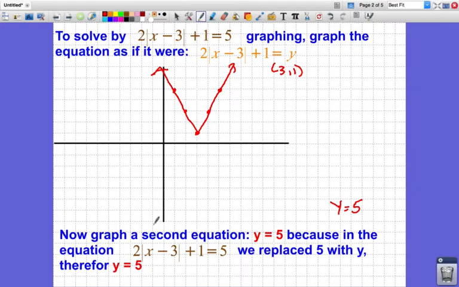So what I have is a system of equations. My system is 2 times the absolute value of x minus 3 plus 1 equals y, and then y equals 5. And then what I'm going to do is see where these two graphs cross. Wherever they cross, those are going to be my solutions. Well, y equals 5 is going to be at 1, 2, 3, 4, 5. So here's y equals 5, and it's just a horizontal line right here at y equals 5.